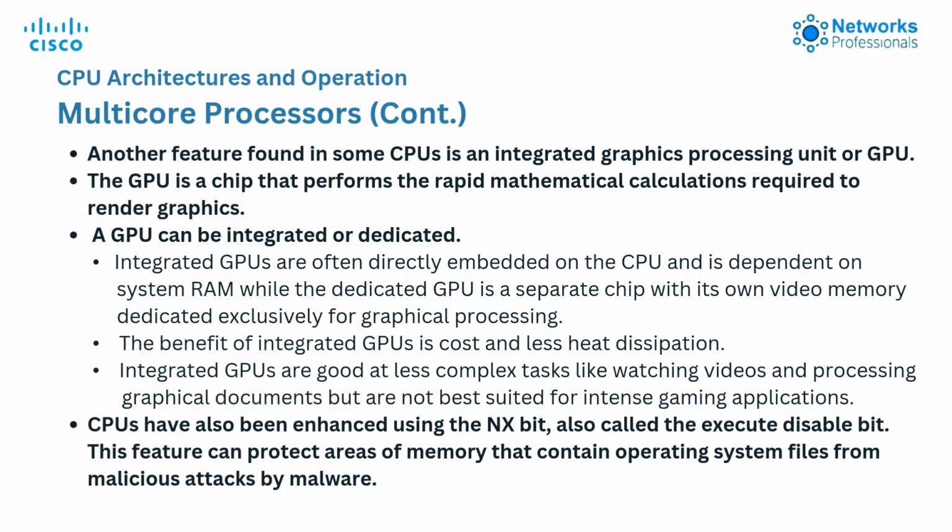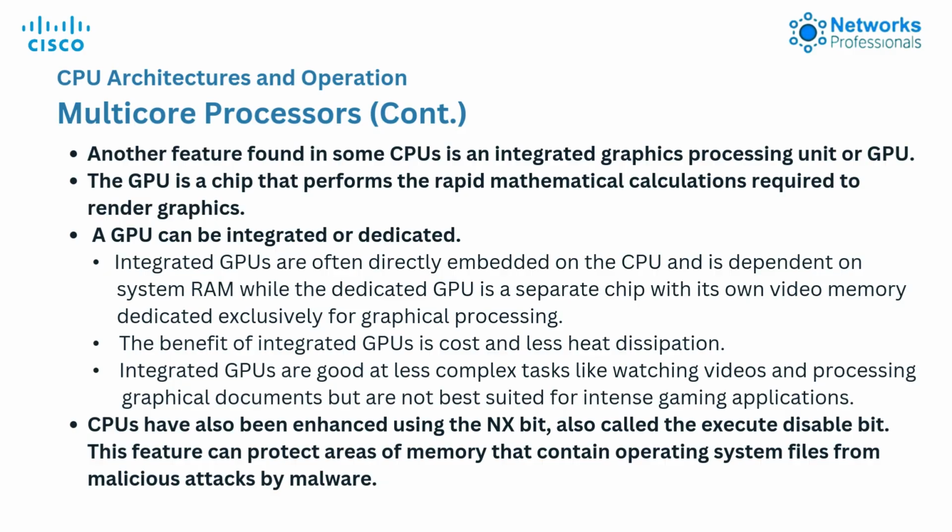Another feature found in some CPUs is an integrated graphics processing unit, or GPU. The GPU is a chip that performs the rapid mathematical calculations required to render graphics. A GPU can be integrated or dedicated. Integrated GPUs are often directly embedded on the CPU and are dependent on system RAM, while the dedicated GPU is a separate chip with its own video memory dedicated exclusively to graphical processing.